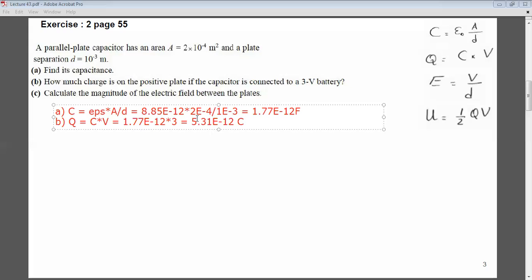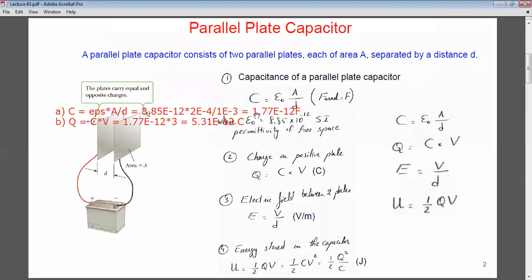Okay. Sorry, I forgot to mention it. The unit of capacitance is farad. We refer to it by F. Okay, so you'll find it here. Farad, we use F instead.